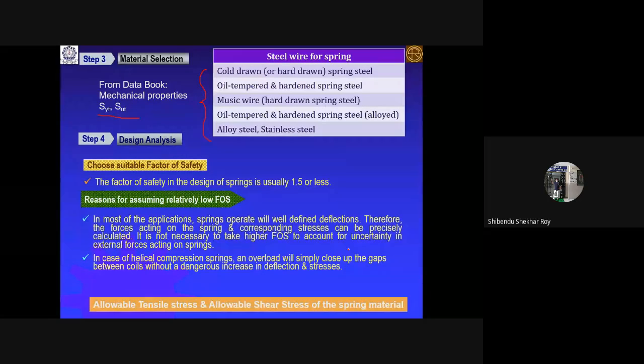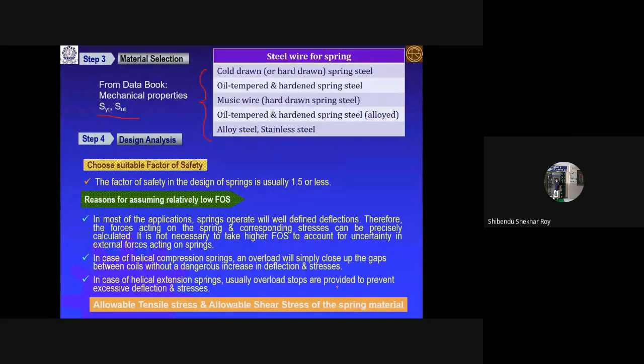Another reason is, in the case of a helical compression spring, an overload will simply close up the gap between the coils without a dangerous increase in the deflection or the stress, and that is why there is less chance of accident, and no need to take more factor of safety, because if any overload comes, it simply closes up the gap between the coils, and it will not create any excessive deflection or stress. In the case of a helical extension spring, overload stops are provided. There is a mechanical means which will stop the overload, an overload prevention mechanism, to prevent excessive deflection and stress, and that is why a relatively lower factor of safety has been chosen in spring design.